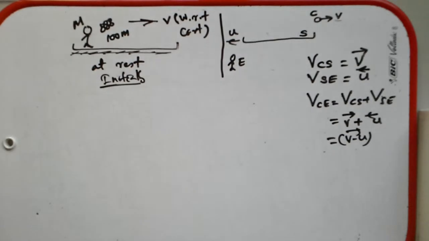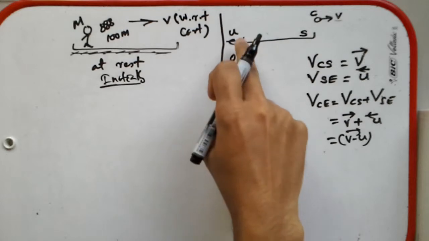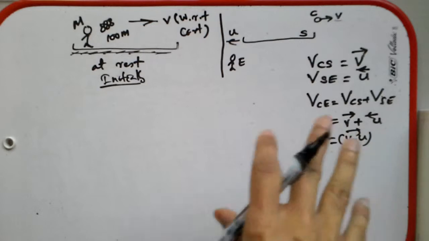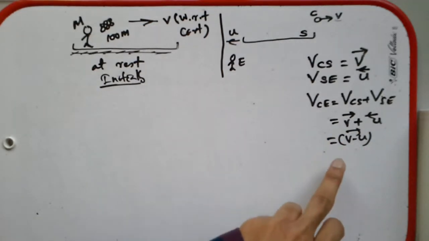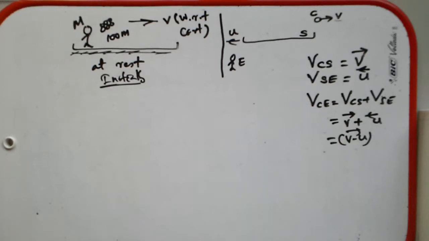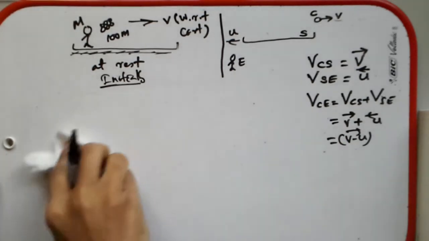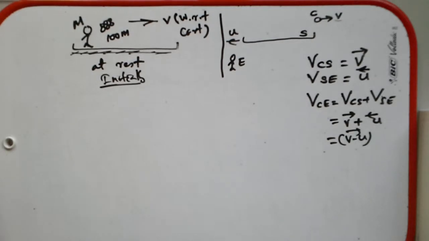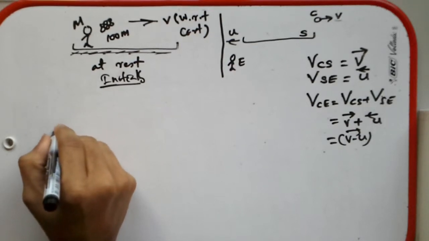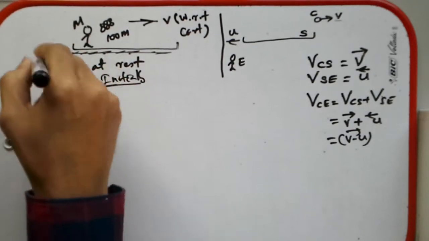Remember, when you apply the conservation of momentum, all the velocities should be in the same frame of reference. If you say this is in the Earth frame, you can't put the other velocity. So you need to convert all the velocities into the same frame of reference. That's why I found the velocity of the marble with respect to the Earth. Now let's apply the conservation of momentum. What is the initial momentum? It was 0 because the system was at rest.